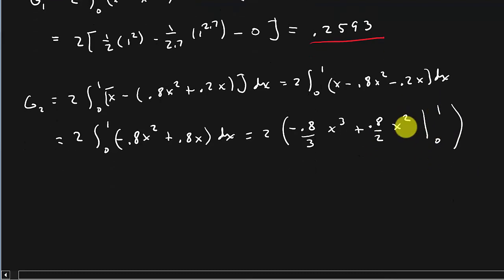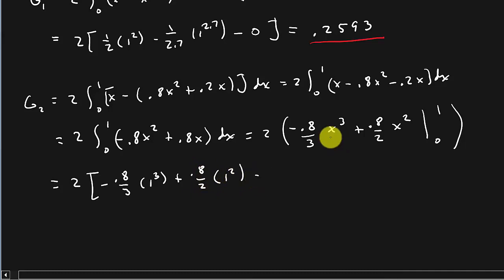Okay, and so now we're going to get 2 times negative 0.8 over 3 times 1 cubed, plus 0.8 over 2 times 1 squared, minus, and then we plug the 0 in, and notice when you plug the 0 in, that's going to be 0. And that is going to give us an answer of 0.2667.